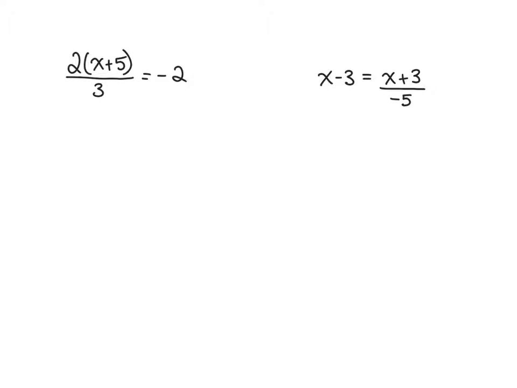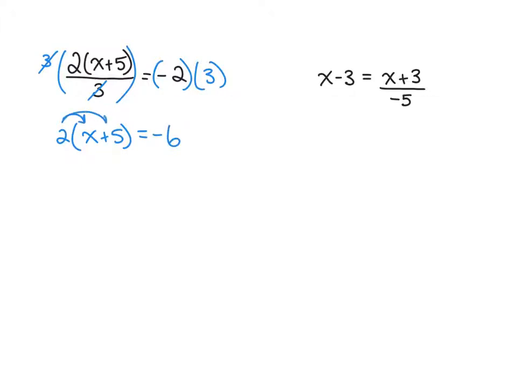Okay, say we had 2 times x plus 5, all divided by 3, equals negative 2. And we're thinking, oh, we've got to get rid of that 3. So I'm going to multiply both sides by 3. And then we know that these are going to cancel out, leaving us with 2 bracket x plus 5 is equal to negative 2 times 3, so negative 6. Now I know I have to expand my brackets before I can solve the equation. So that would give me 2x plus 10 is equal to negative 6.